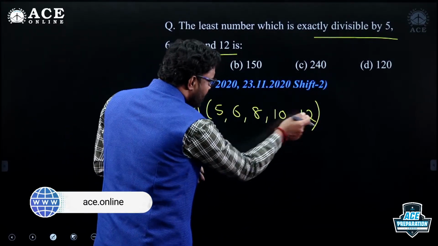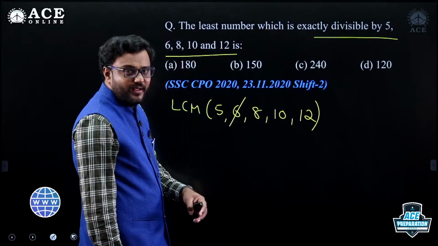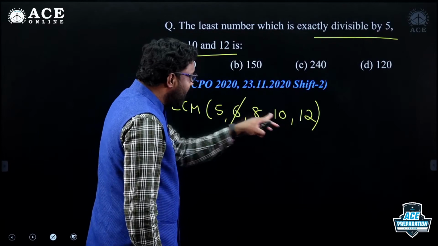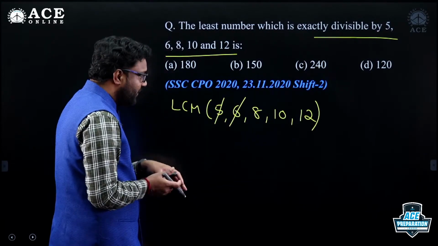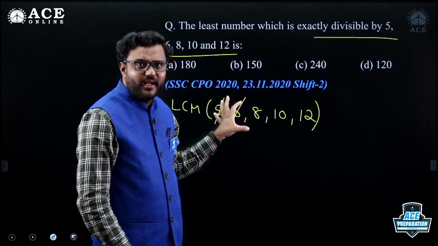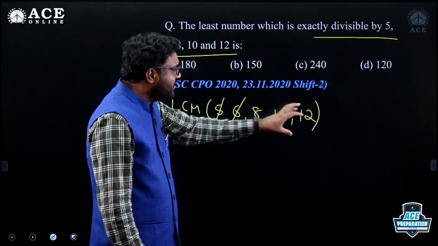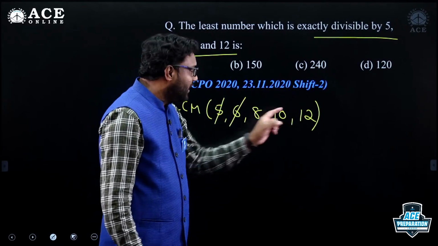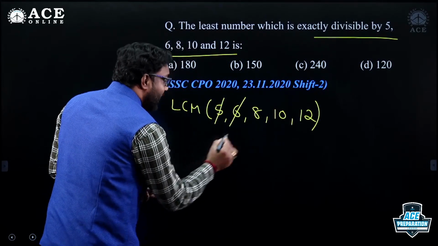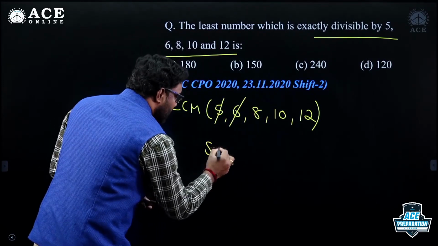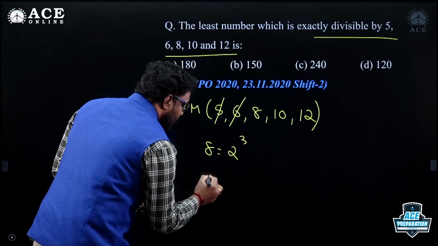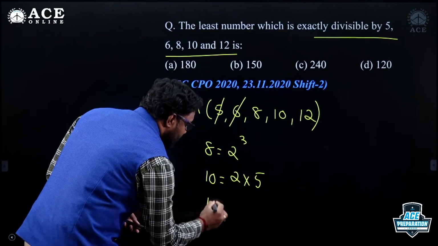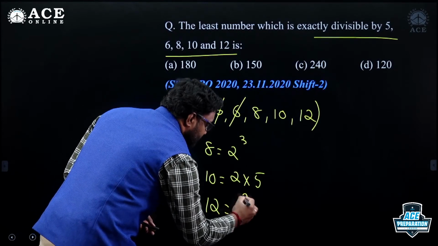As 12 is there, 6 doesn't get involved. 12 is a multiple of 6, right? Only the highest number we should consider. As 10 is there, 5 is not required. 10 is a multiple of 5. 12 is there, which is a multiple of 6, so 6 need not be considered. Now work on this. 8 is 2 cube, 10 is 2 into 5, 12 is nothing but 2 square into 3.